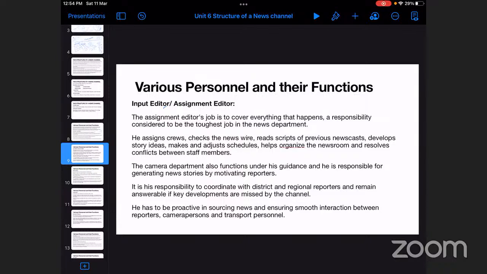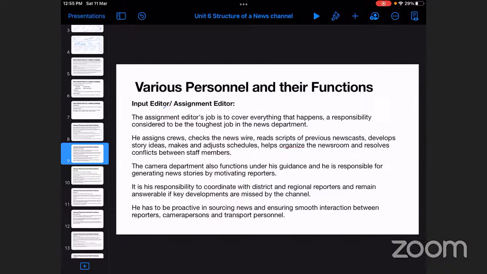So the simple thing is, the input editor is the person who assigns the duties to the reporters. Actually, not directly to reporters. The input editor guides the RNCs. RNCs guide the bureau chiefs or chief reporters. Chief reporters again guide the district reporters. Under district reporters there may also be stringers or contributors. From every corner of the city or state, they'll get the news.